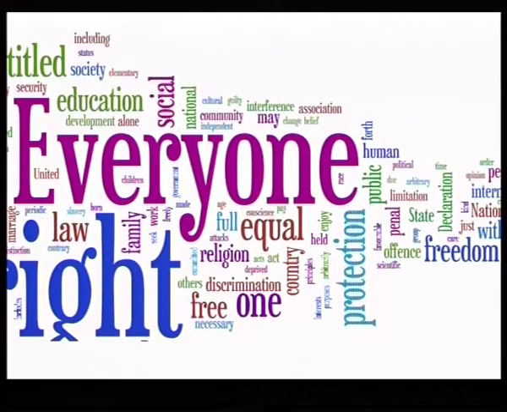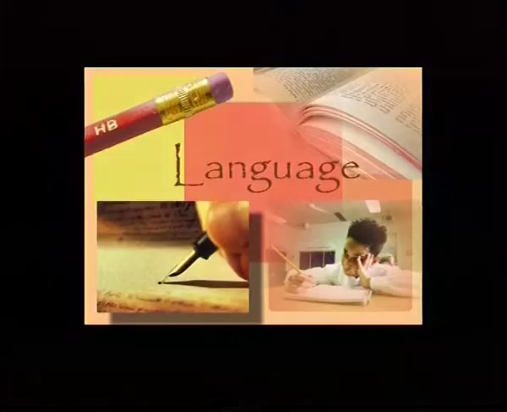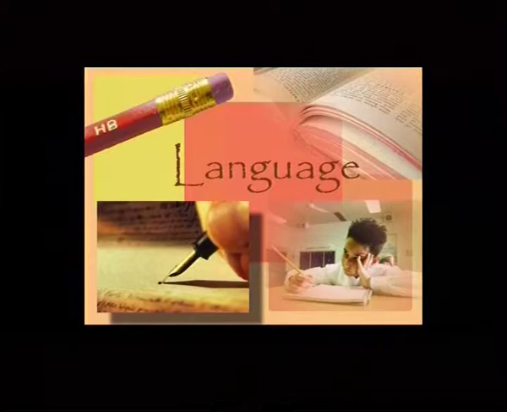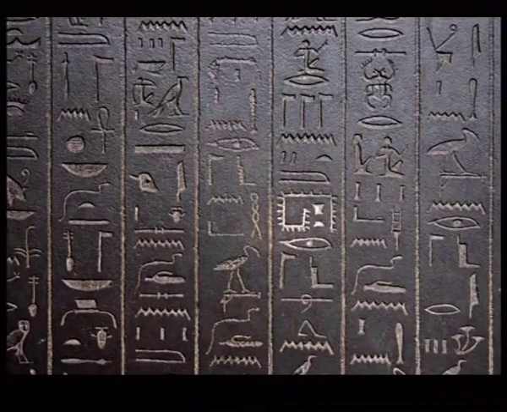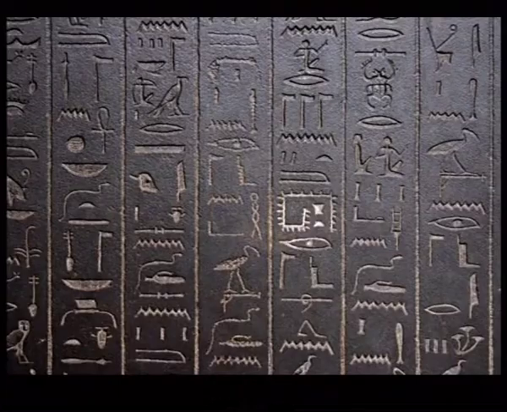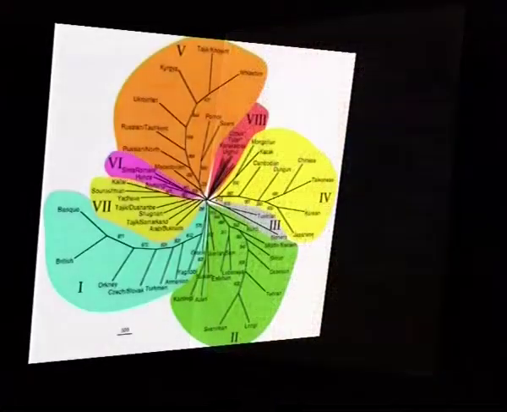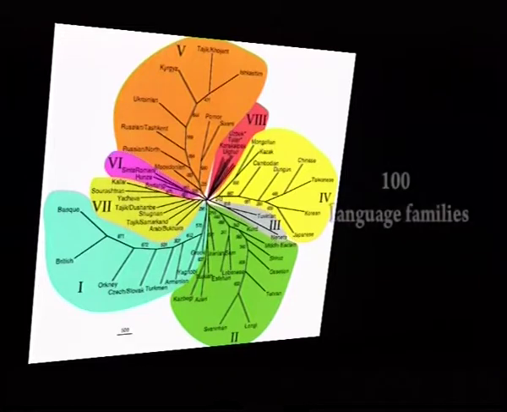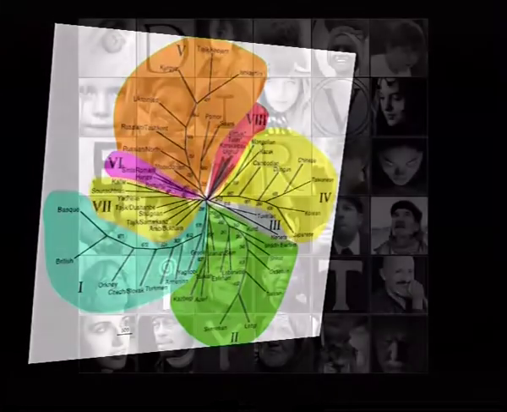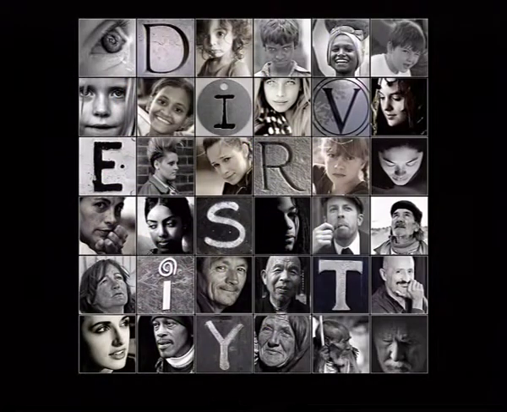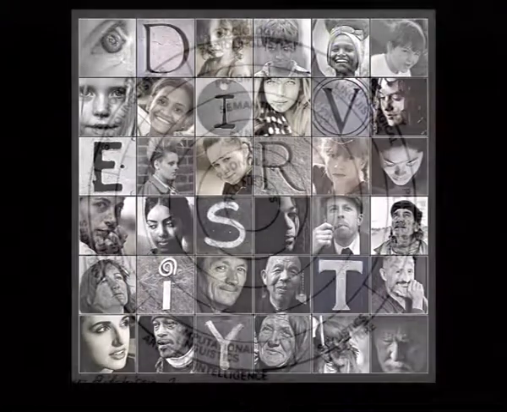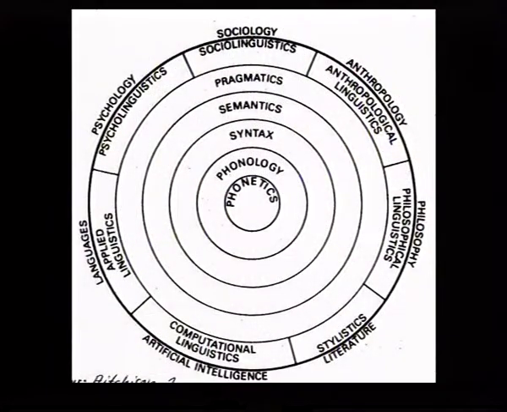For various reasons, it is not possible to be precise about the number of languages in the world. But most philologists agree that there are about 6,000 to 7,000 living languages. These languages are divided into about 100 language families. The exact number is dependent on the classification paradigm. The major language families can be further divided into groups of languages that are also called families.